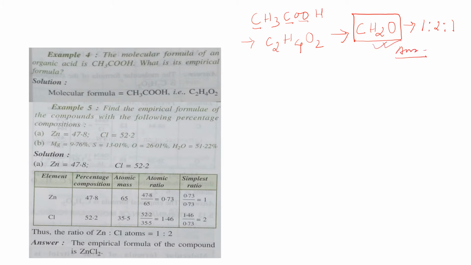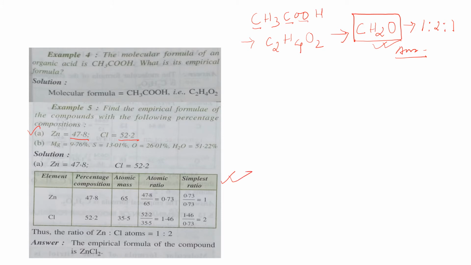Next, find the empirical formula of compounds with the following percentage composition. Zinc is given 47.8, chlorine is given 52.2. This is number A. Now, we have to make a table like this.